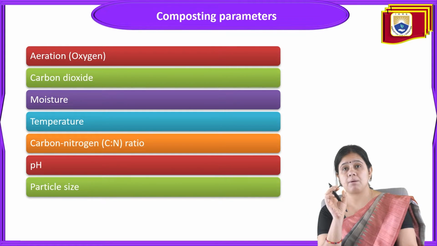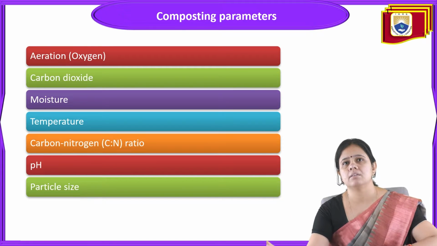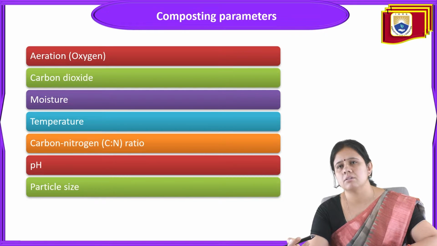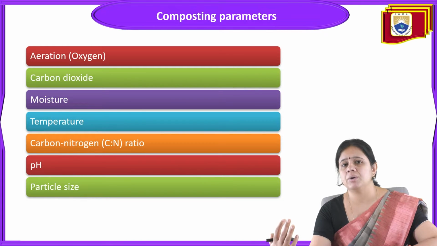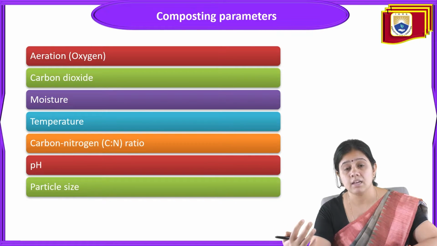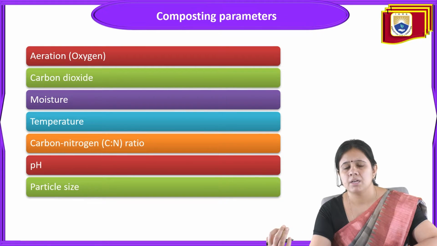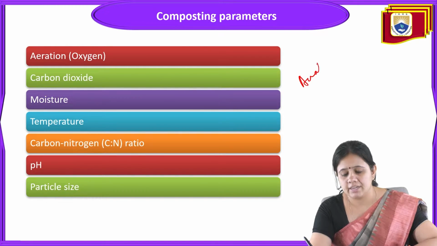There are some important parameters that are very important for the composting process, because if we get an adequate amount of all these parameters, only then can we achieve a good compost. Otherwise some impurities will be there, some pathogens will be there. So the first point is oxygen, that is aeration.